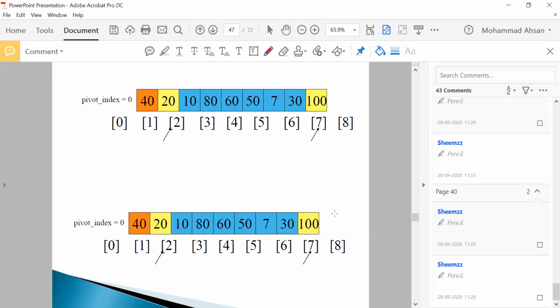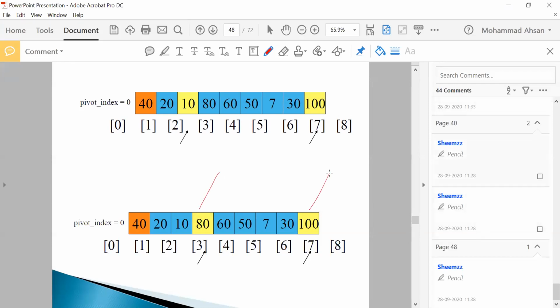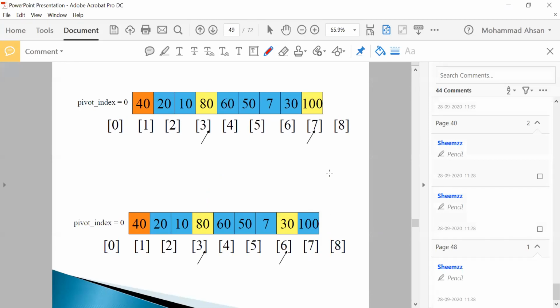So first we are on 20 and 100. 20 is less than 40, so it will move ahead. 100 is greater than 40, so it will move backwards. So the first pointer has moved ahead, even 10 is less than 40, so it reaches 80 here. And the right pointer, which was at 100, will go to 30. Now 80 is greater than 40 and 30 is less than 40. So these pointers cannot move ahead when they encounter such a situation.